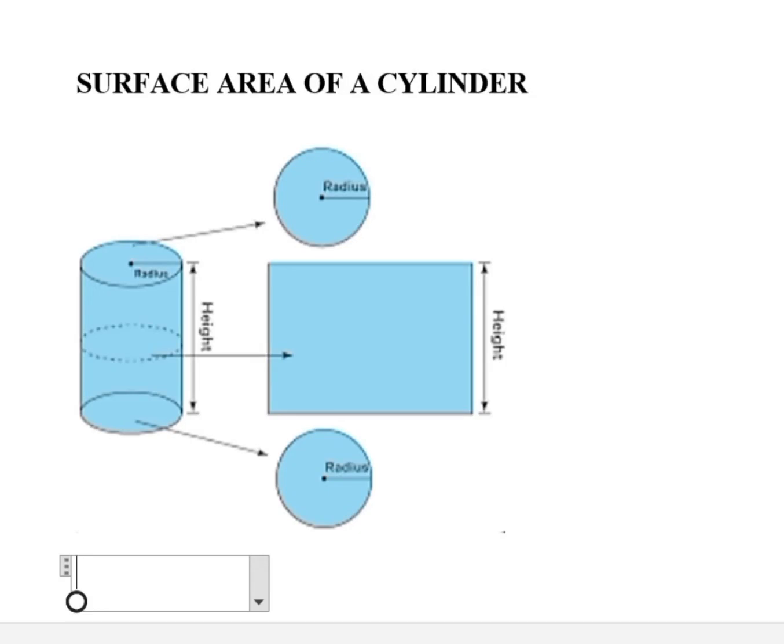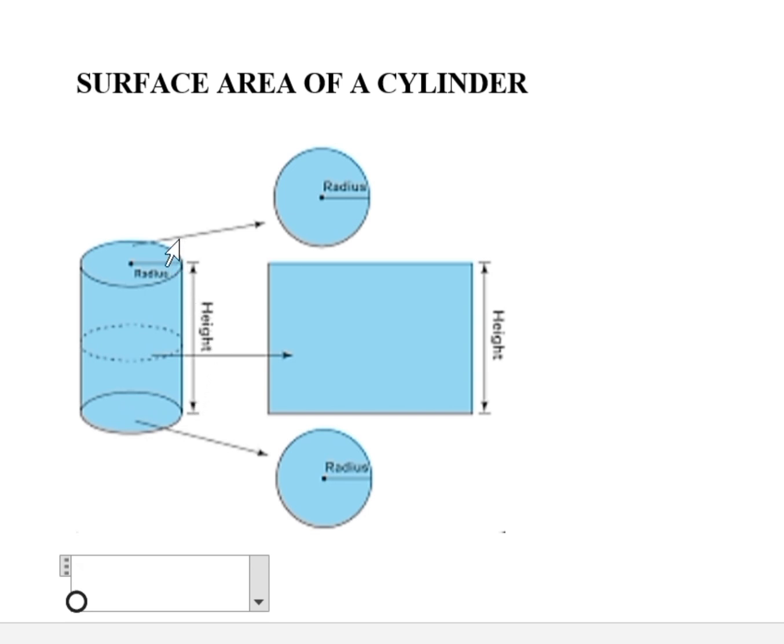Today we are going to look at how to calculate the surface area of a cylinder. A cylinder looks like this. It consists of the top lid, which is circular in shape. Then we have the bottom lid, which is also circular in shape, and they are of the same size.